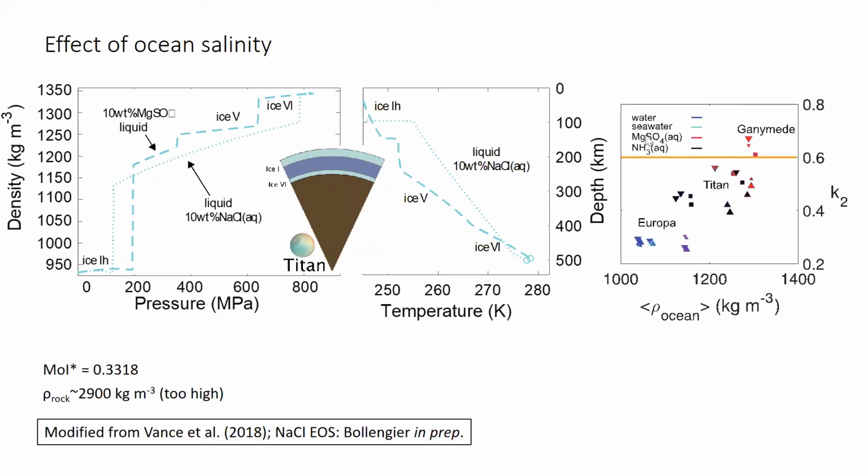We can predict the Love numbers, the tidal Love numbers, k2 here, the tidal potential Love number, as a function of ocean density. And in the model so far, we've been unable to meet the high value of 0.6 inferred by Cassini. So we need to look at even higher salinities.